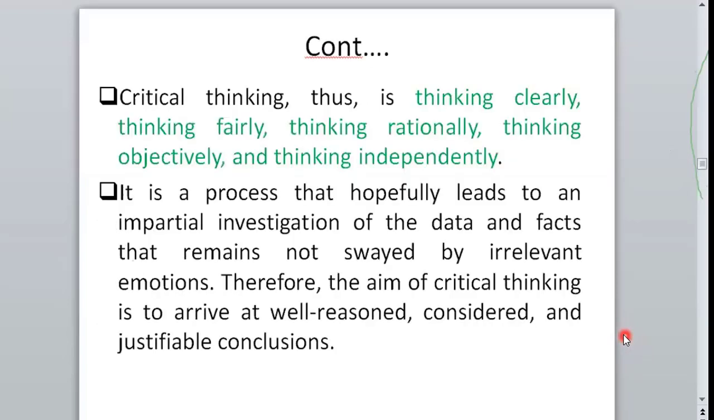These are the most cited critical thinking dispositions. So critical thinking is thinking clearly, thinking fairly, thinking rationally and objectively, not subjectively, thinking independently. If you become a critical thinker, you'll not be submissive. You'll not only repeat the voices and perspectives of others. So thinking independently. It's a process that hopefully leads to an impartial investigation of data, not partial, impartial, fair investigation of the data.